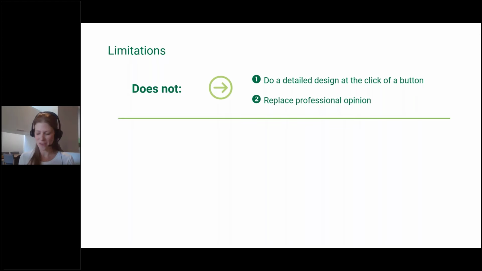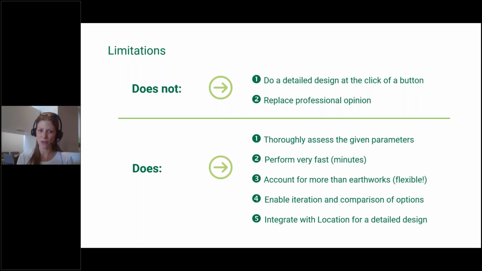But what it does do, it does really well. So it does a thorough assessment of your given parameters. It performs lightning fast, and we're talking about usually under 5 minutes for a path exploration. You can account for more than earthworks, so it's really flexible in that regard, and leveraging the construction zone editor enables iteration and allows you to really quickly compare options.